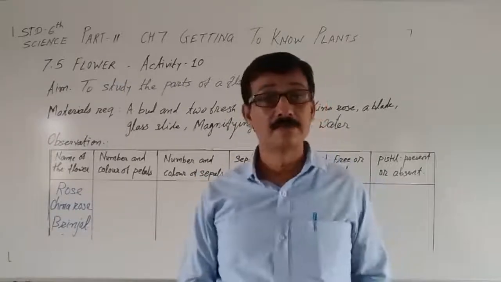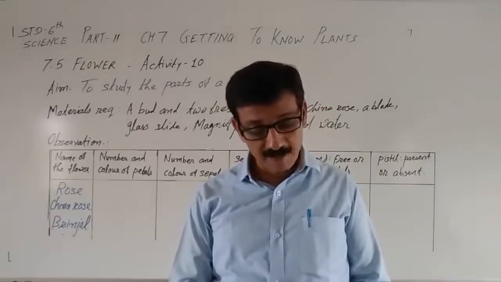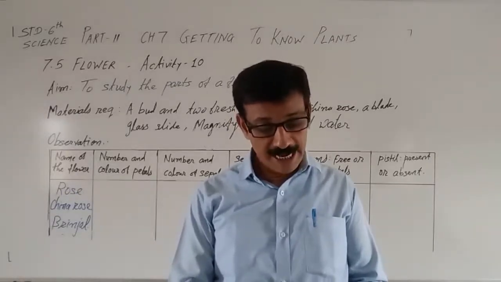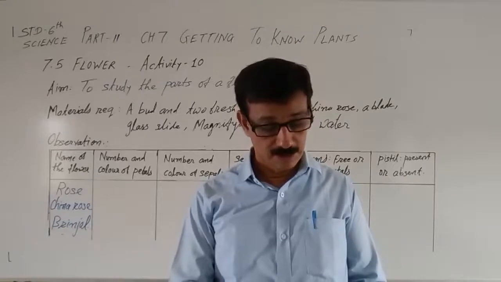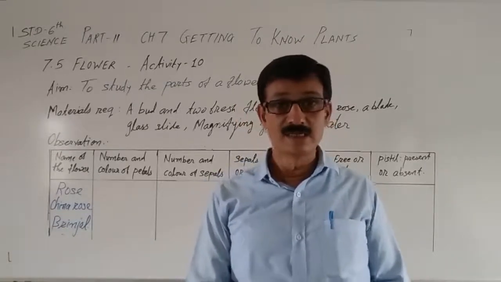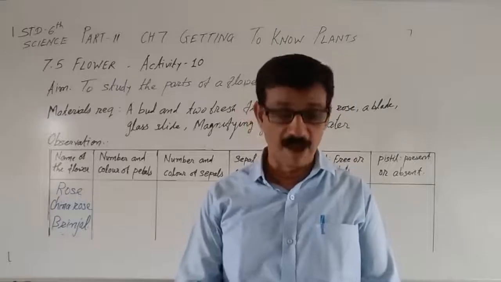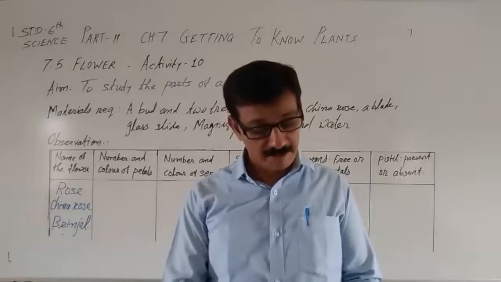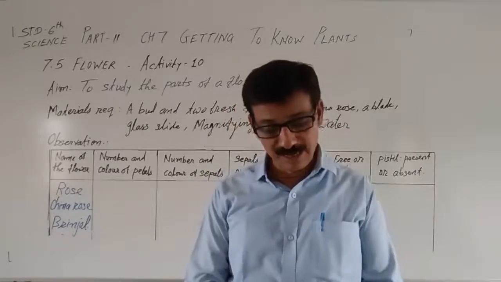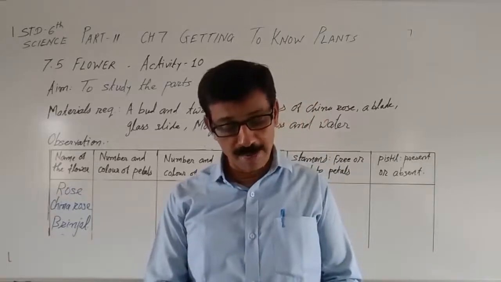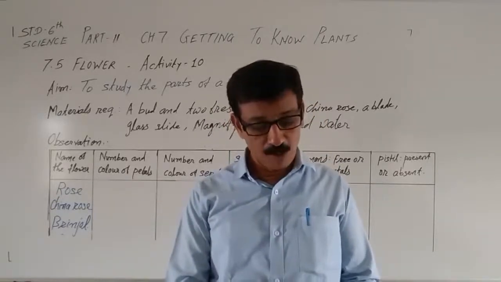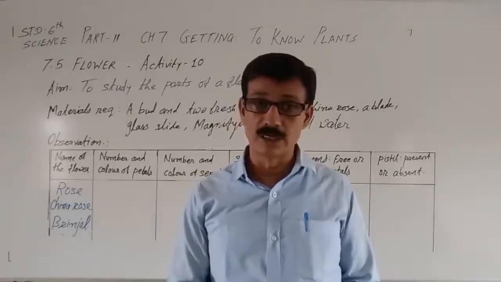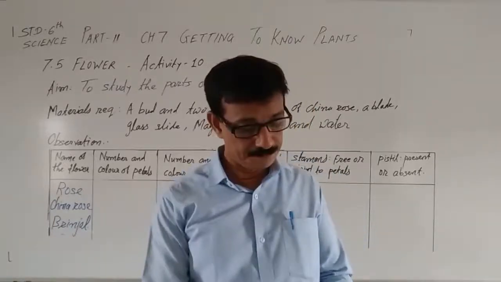The materials required. We would require 1 bud and 2 fresh flowers, each of any of the following: 1 or 2 buds and some flowers. Which are those? Datura, China rose, mustard, brinjal, lady's finger, gulmohar, also a blade, a glass slide or a sheet of paper, a magnifying glass and a bottle. These things we will require.